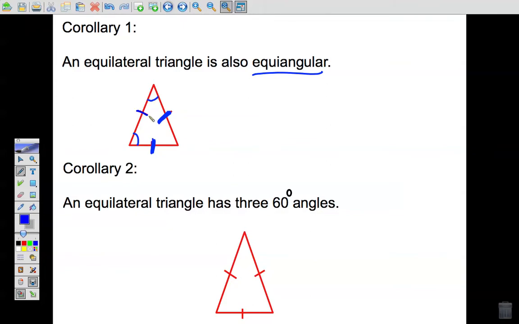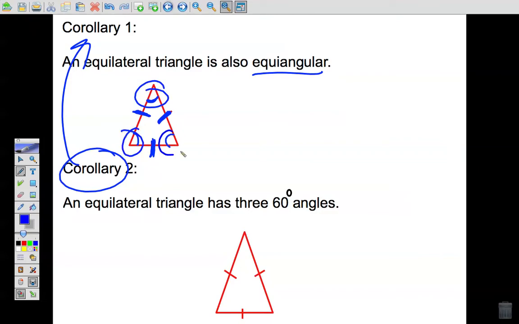How about if I'm dealing with these 2 sides? What angle is opposite this one? This one. What angle is opposite this one? This one. So you can go around in that same cycle, and you can see that if you have 3 equal sides, you're also going to have 3 equal angles. All right, corollary 2. An equilateral triangle has to have 3 60-degree angles. Corollary 2 carries on from corollary 1, because if you have 3 equal angles, and they have to add up to 180, each one has to be 60. And that's how corollary 2 follows.